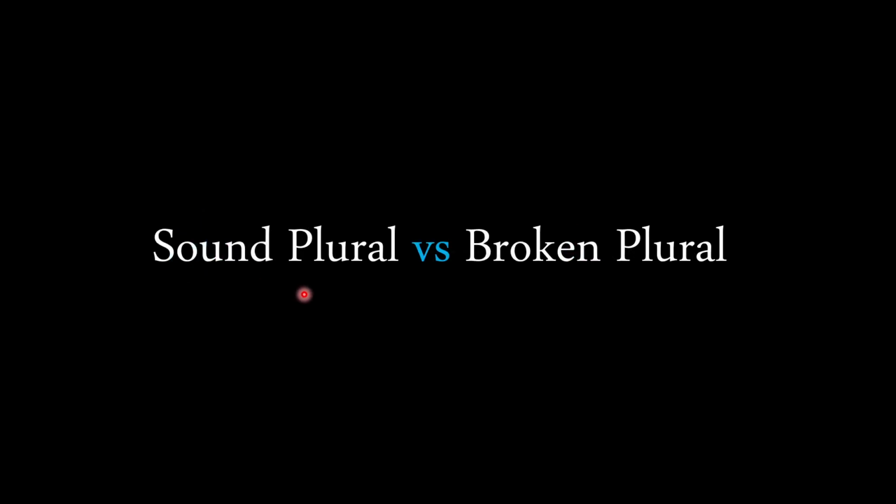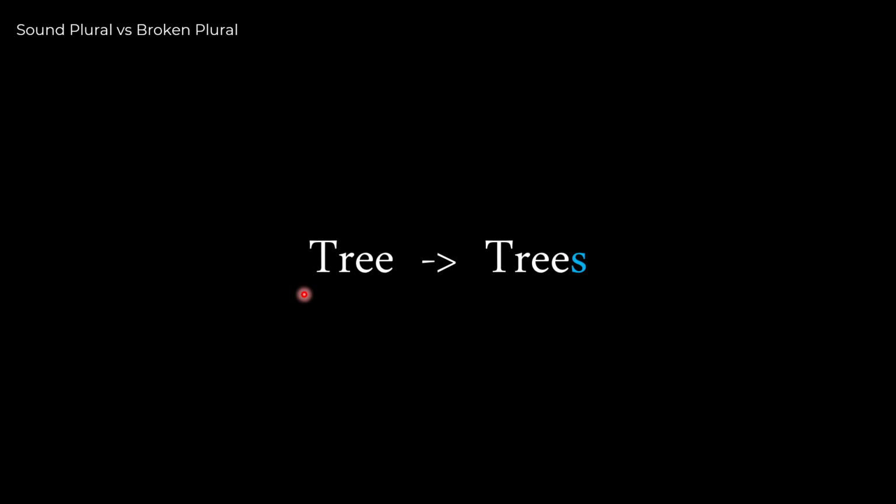So let's talk about sound plural versus broken plural. What's important to know is that in English and in Arabic, there are two types of plurals that occur: the sound plural and the broken plural. So what exactly are these? A sound plural is simply when the regular word itself is preserved and something is just added on to the end. In English, this manifests as the word tree. When we want to make it plural, we simply add an S onto the end and it becomes trees. The word tree is still preserved in there. It hasn't been changed, tampered with, nothing's been removed. Rather, something has simply been added onto the end. That is known as a sound plural.